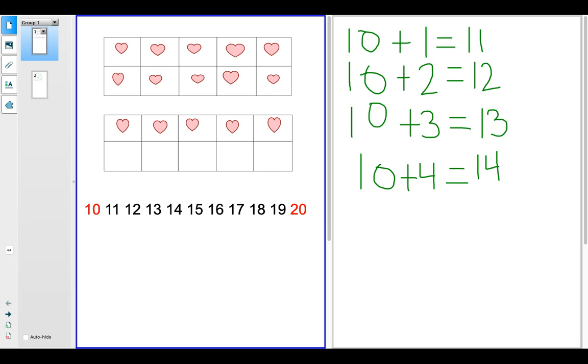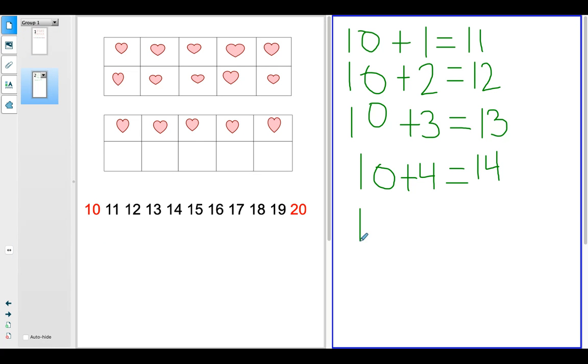15. Very good. All right, so 15 is going to be 10. And how many more? 5 more. Good, right? If a whole row on a 10 frame is filled in on the top or on the bottom, we know that that is 5. So 10 and 5 more make 15, right? 10 and 5 make the number 15.